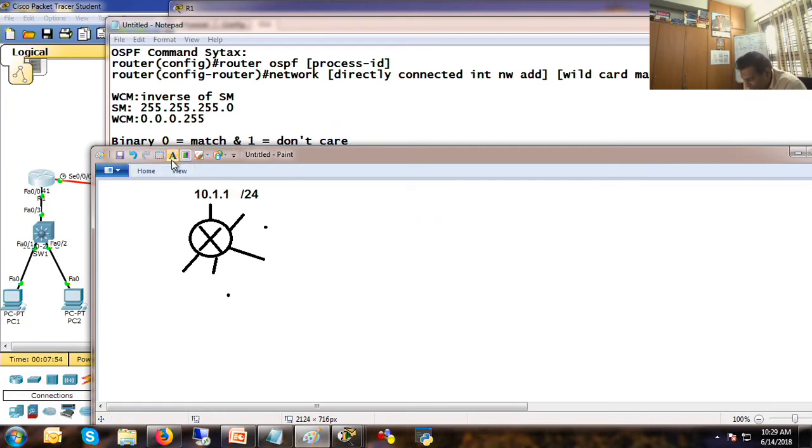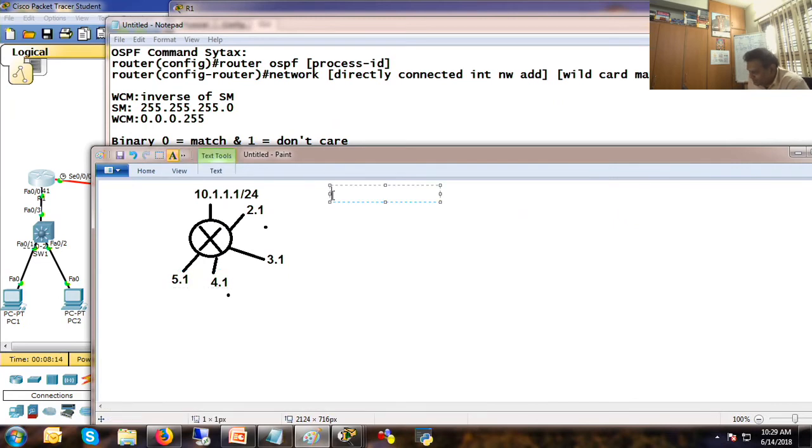When you configure an interface, what do you configure? IP address or network address? IP address. Yogesh? IP address. Dot 1. This is 2.1, right? 3.1, 4.1, 5.1.